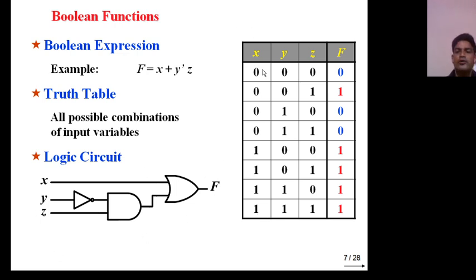Okay, how will you determine the output? For 0 0 0: 0 plus 0 dash equals 1 into 0, it is 0. Just like in the case of 1 1 1, 1 plus something is 1, so 1. So in this case, 5 are min terms and 3 are max terms.